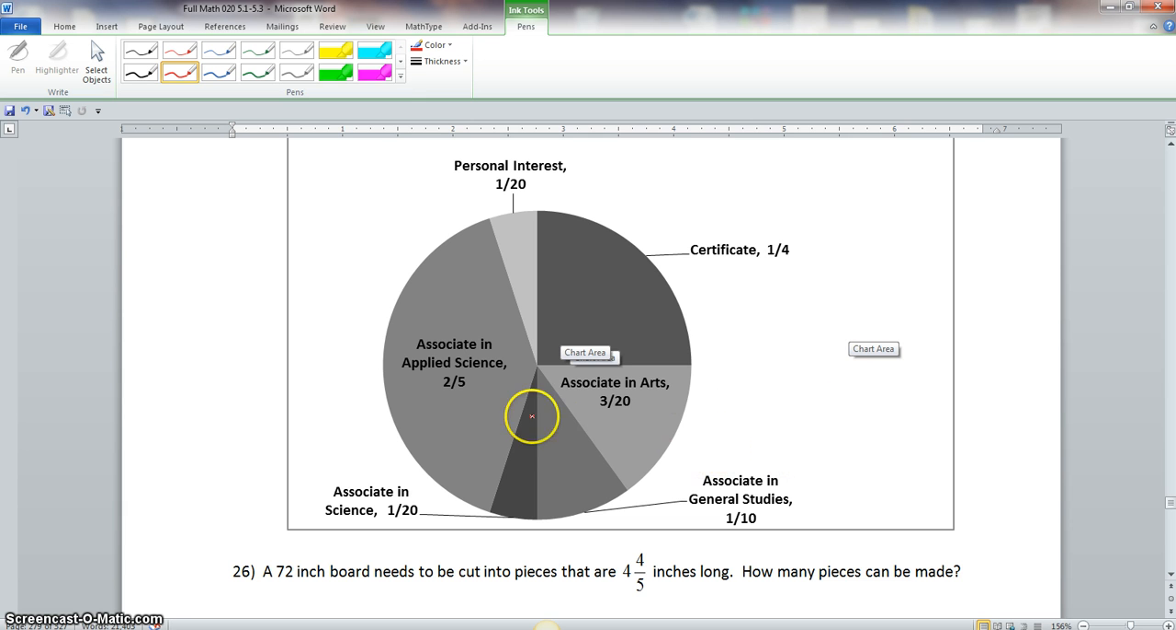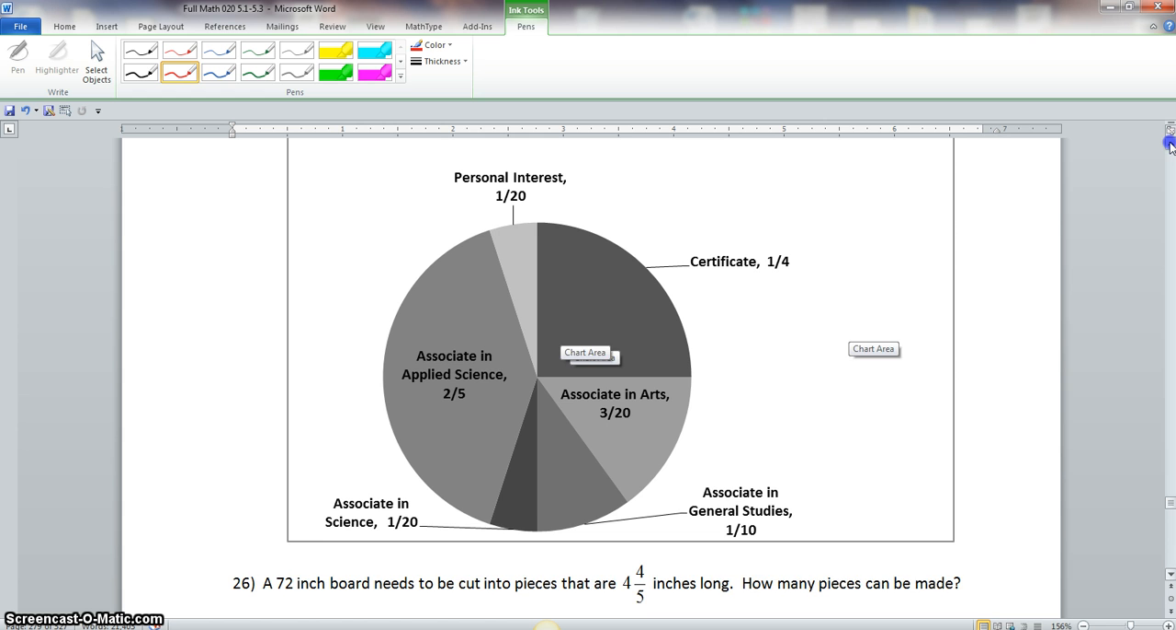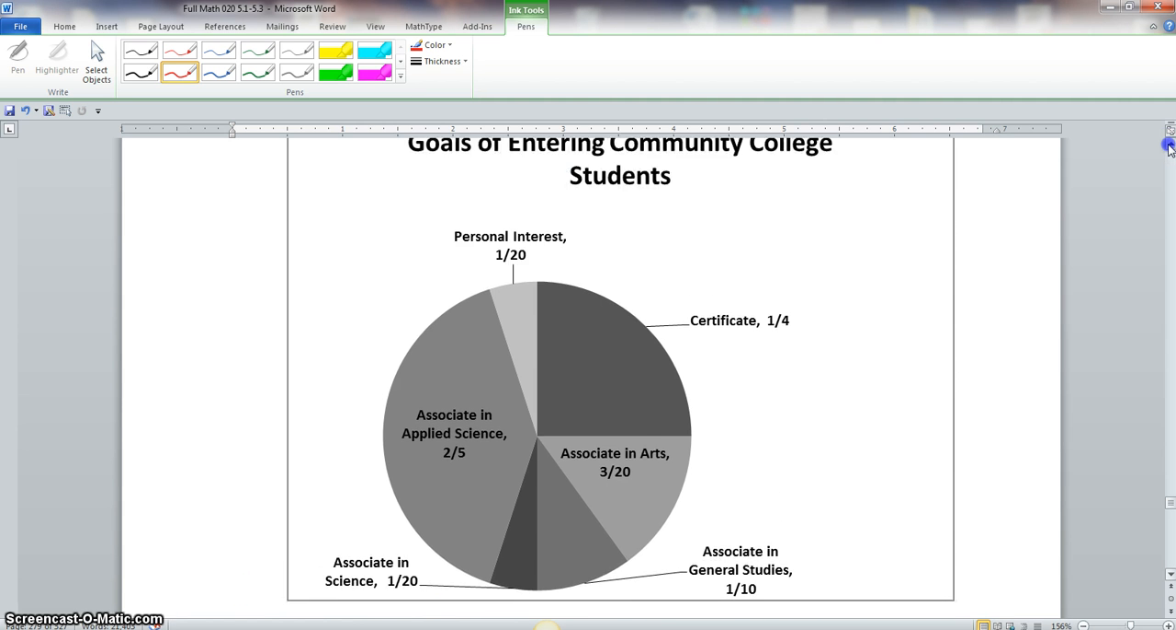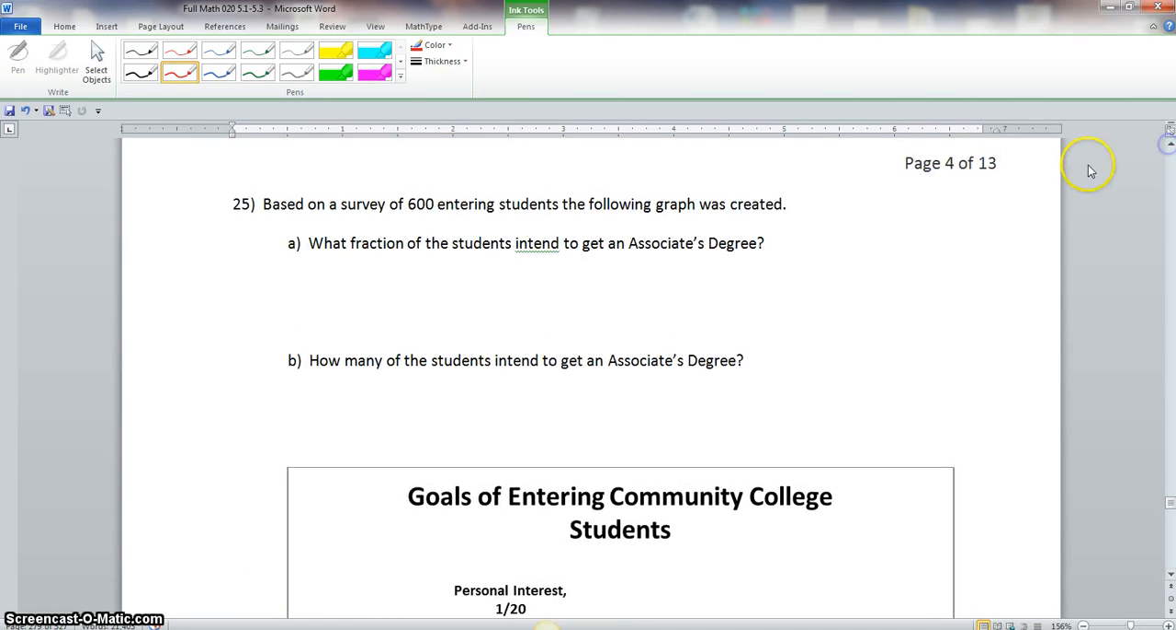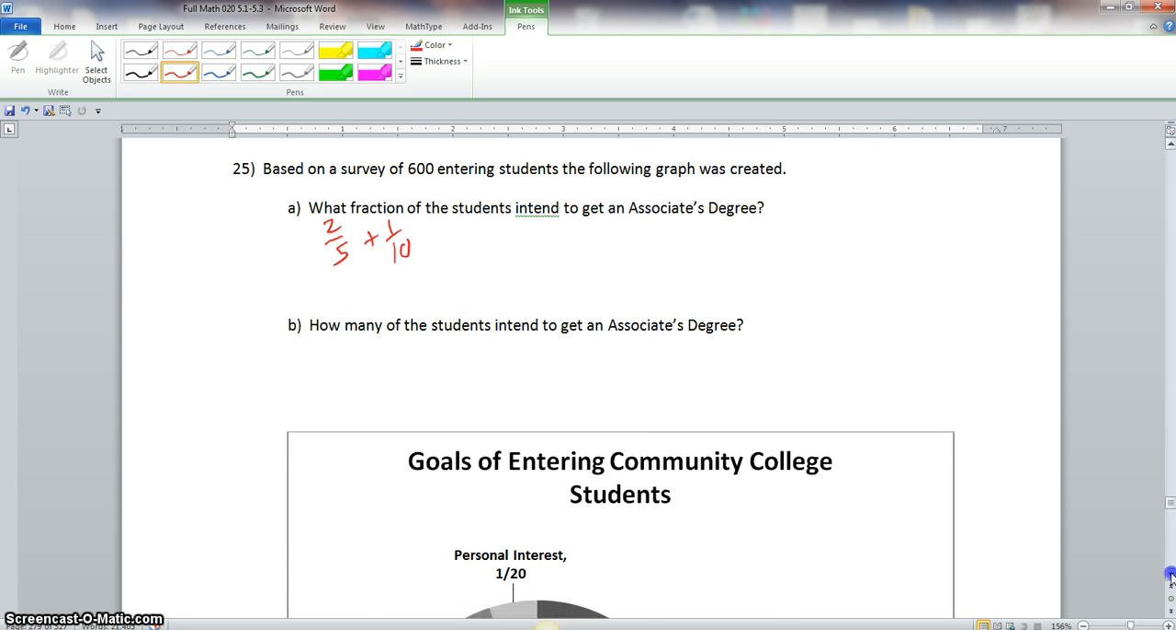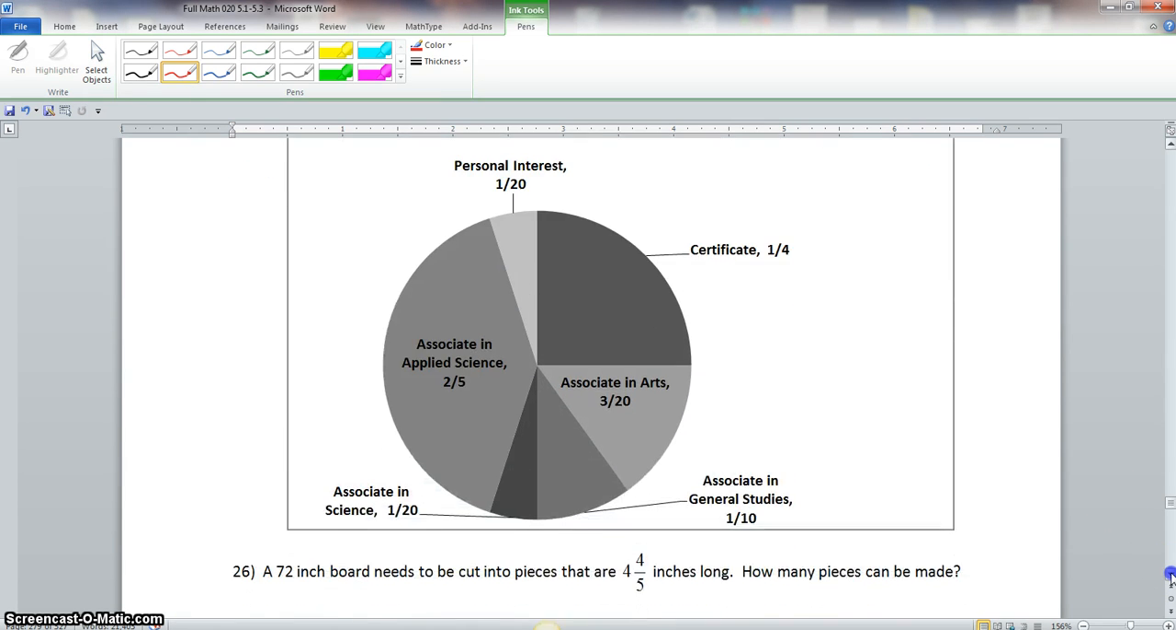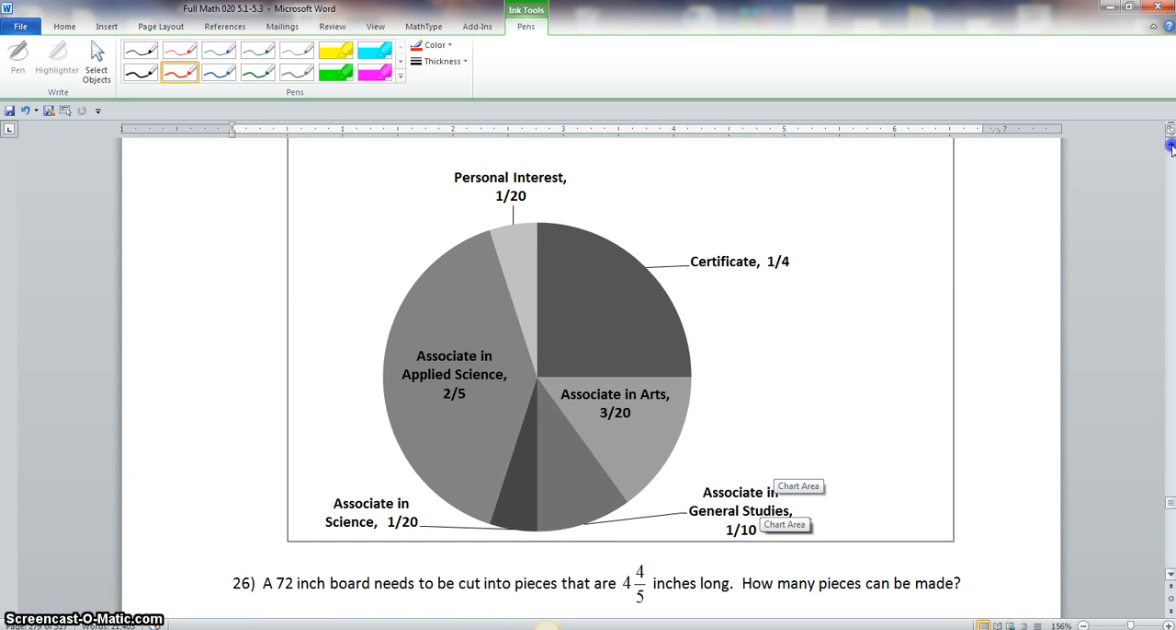Now we have 2/5, 3/20, 1/20, and 1/10. So we need to input this. So let me see, 2/5. We had 2/5, 1/10. Let me scroll back down here. We had 2/5, 1/10. We got 1/20 and 3/20.